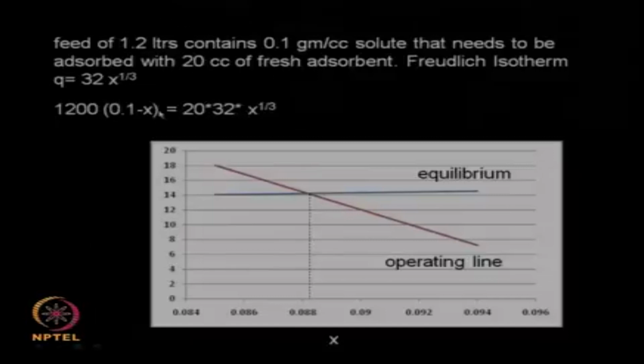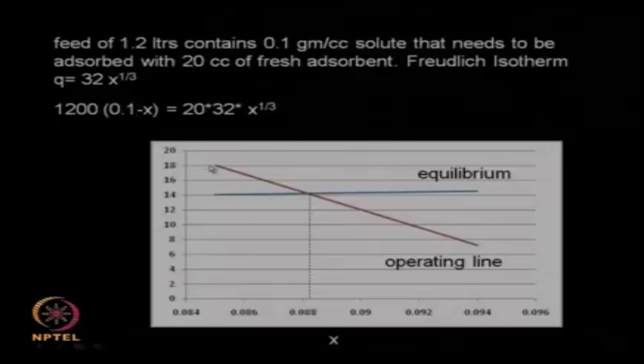This portion I had told you before is called the operating line. Okay, this portion. So for different values of x on the x axis, if I substitute here I can get this number, 1200.1 minus x. Okay. So it will look like this and it will be sloping down, because we have minus x here. This is called the operating line. This portion is called the equilibrium, this portion 32 into x raised to the power 1 by 3, here put in 20. So this portion relates to the equilibrium here.